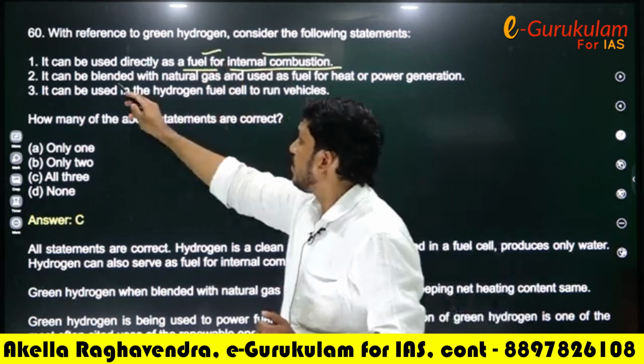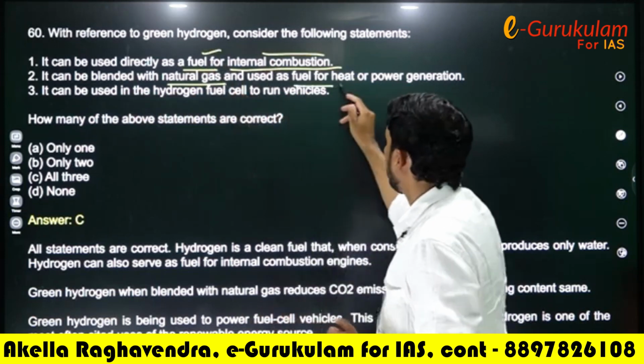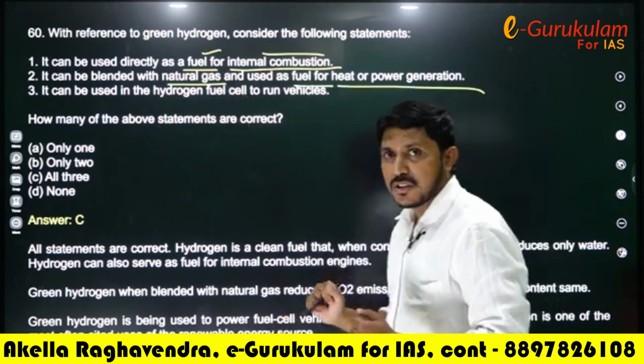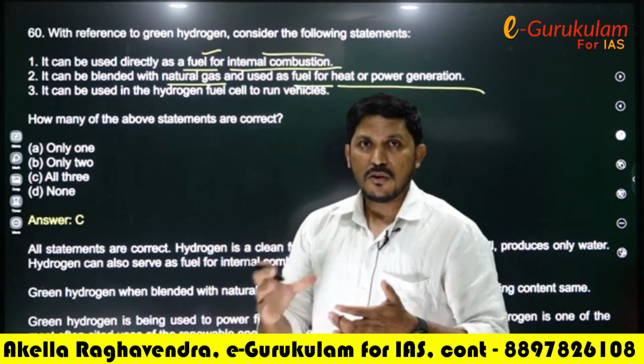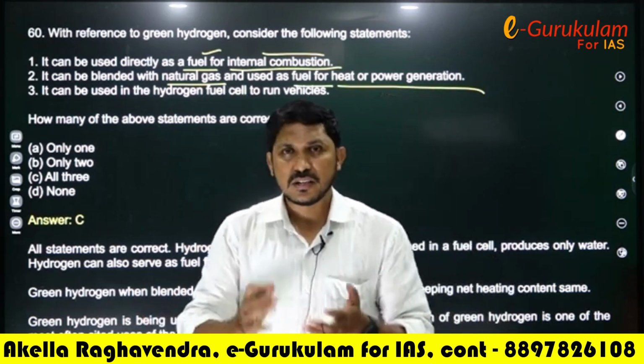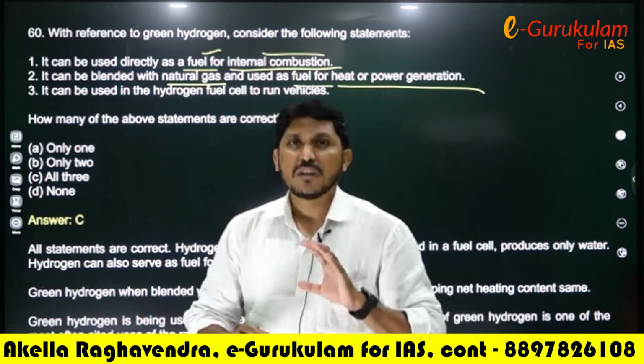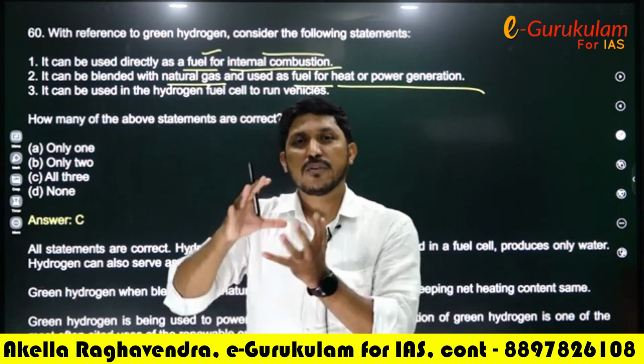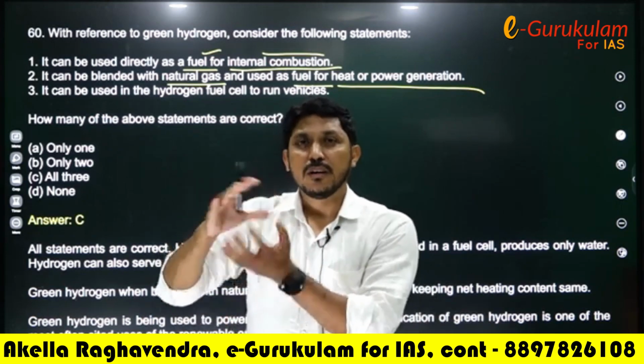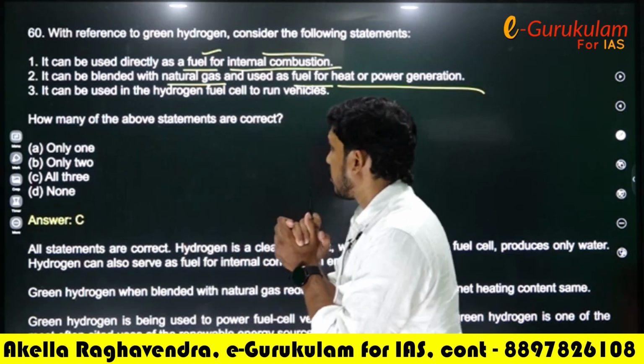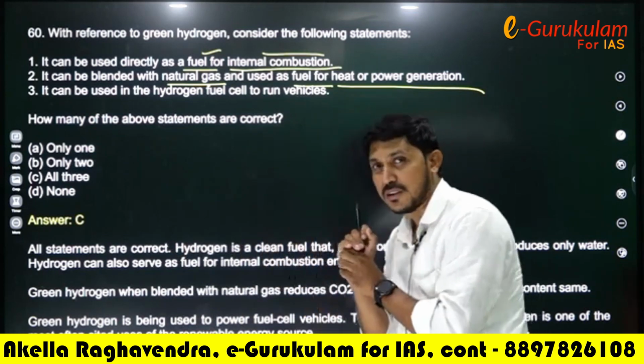It can be blended with natural gas and used as fuel for heat or for power generation. Yes, we can blend green hydrogen with natural gas. It is helpful. Less pollution will come out of that, and the same amount of heat or energy is generated if you use green hydrogen. Option 2 also is right. We are going towards all correct again.